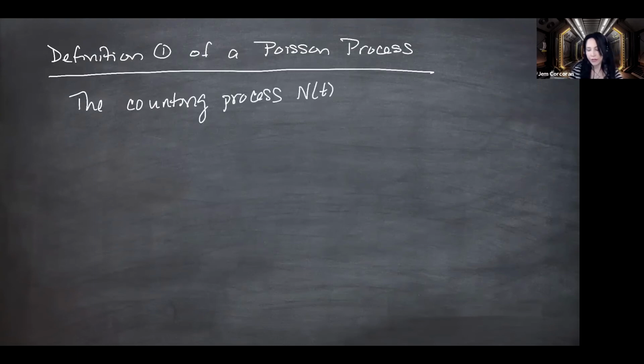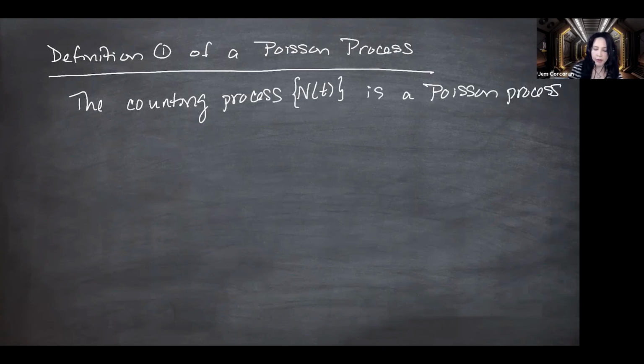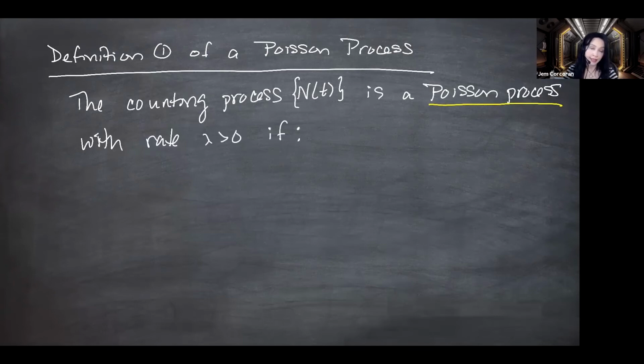I know I say this a few times, I won't say it again, I hope. But when I write this, N of t, that is the random value at time t. And when I put brackets around it, it's referring to the whole process. This is a Poisson process, and it has a parameter known as a rate parameter. I'm going to call it lambda, with rate lambda, which needs to be greater than 0, if three things happen, at least in this definition.